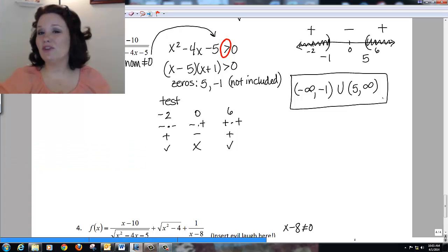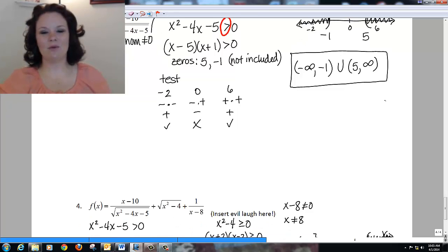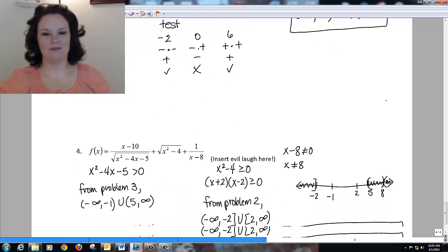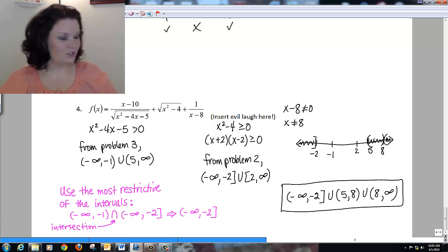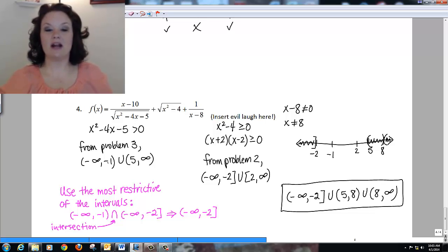If you tried number 4, I'm going to go ahead and put it up here. And I want to point out really quickly, notice this first piece came from number 3. Yes, number 3. Sorry. So we have our answer from number 3 here.